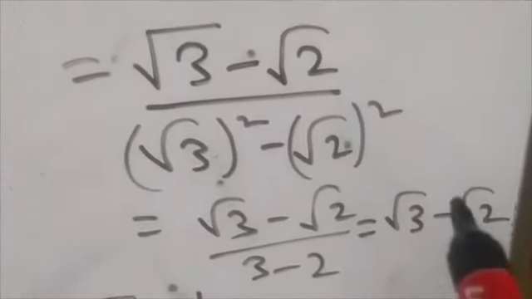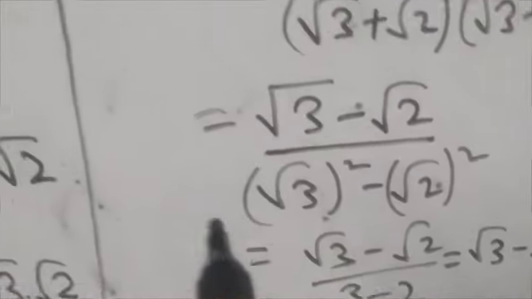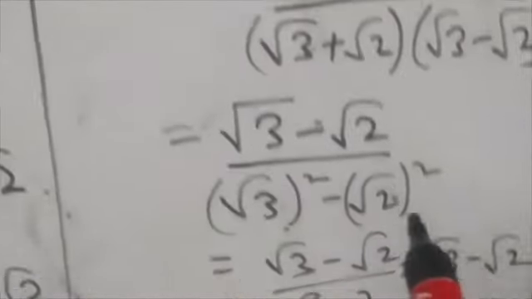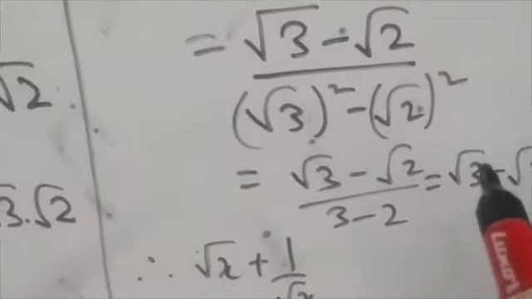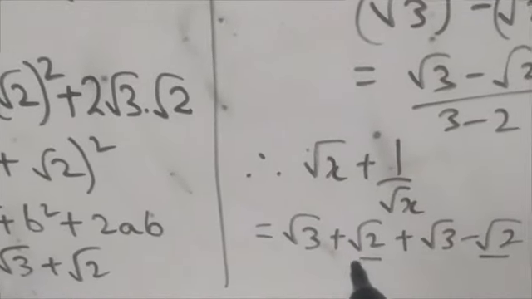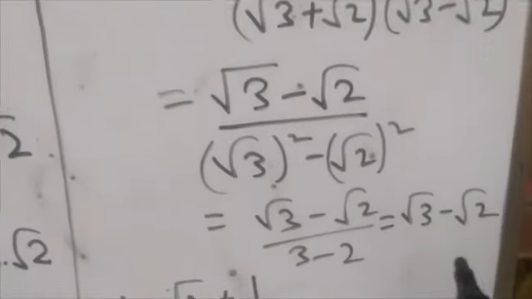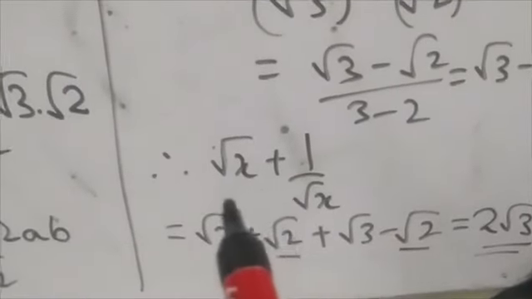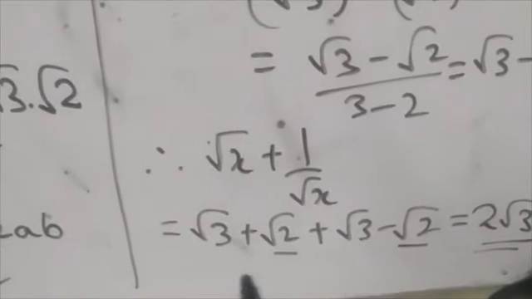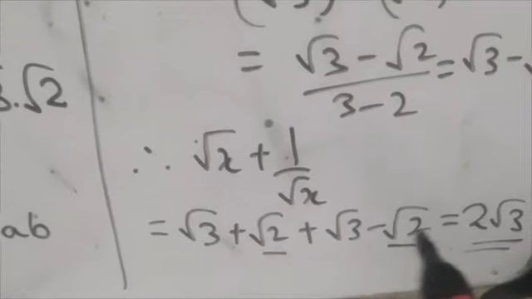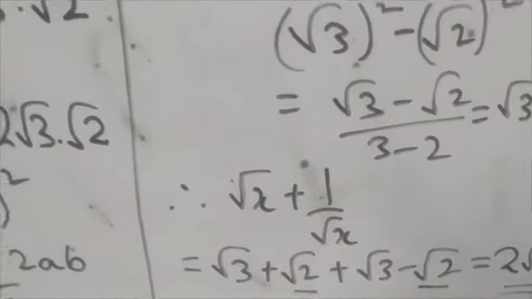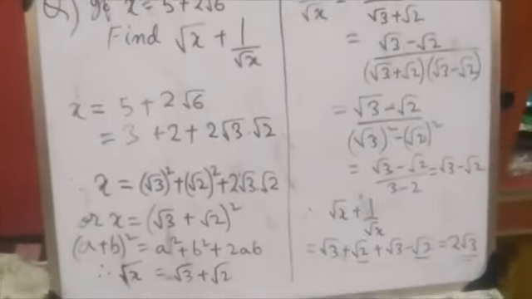So root 3 minus root 2 is the final answer, that is 1 by root x is root 3 minus root 2. So root x is root 3 plus root 2, we already got it here, and 1 by root x is root 3 minus root 2. So root x plus 1 by root x is root 3 plus root 2 plus root 3 minus root 2, that is 2 root 3.